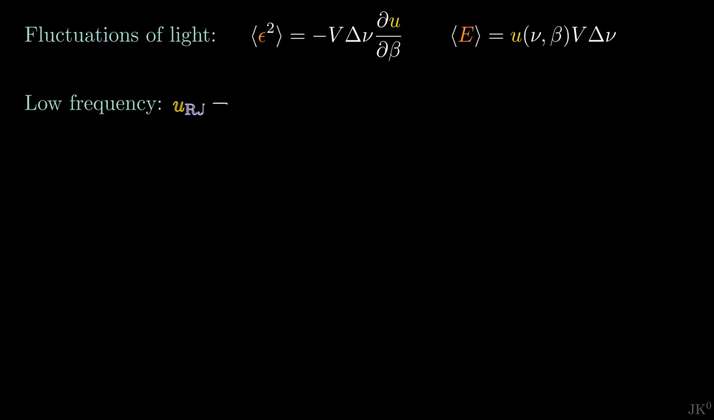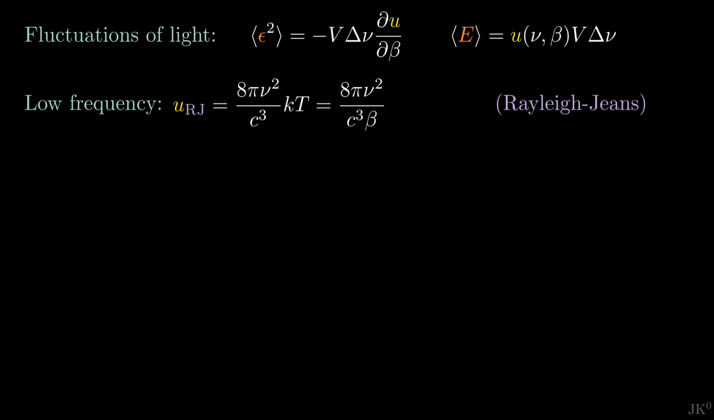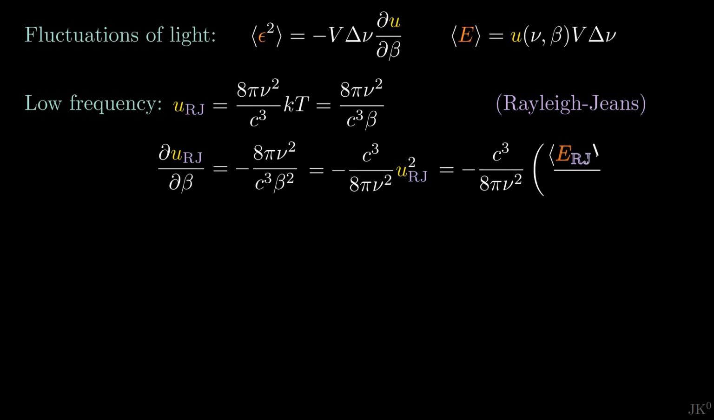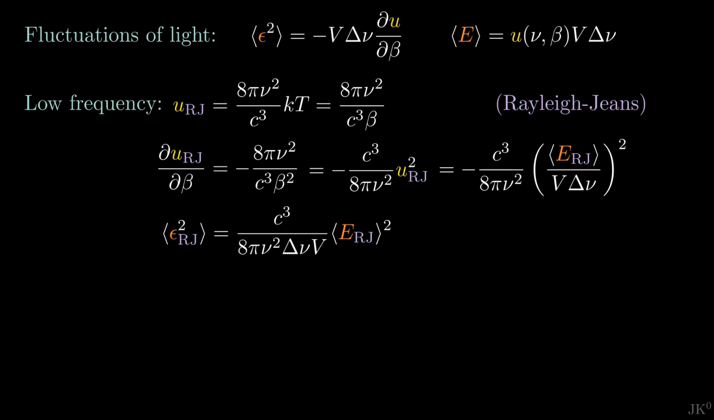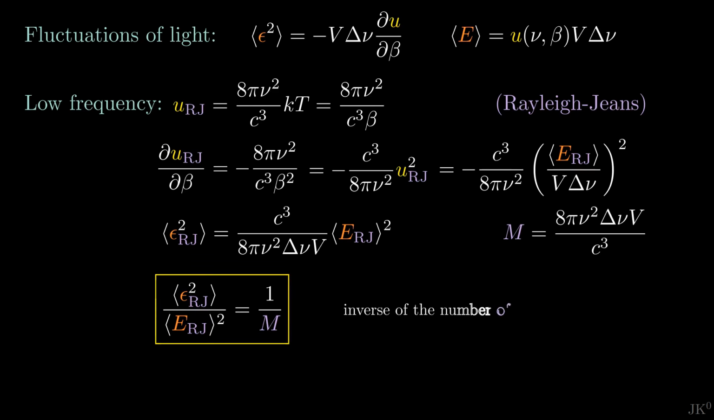At low frequencies, the energy density is given by the Rayleigh-Jeans formula. Let us calculate the derivative with respect to beta. This can be written again in terms of the energy density. Using the definition of energy density, we find this, so that we can finally write the fluctuations in this form. It can be shown that the overall factor corresponds to 1 divided by the number of wave modes, so that the relative fluctuation is given by the inverse of the number of wave modes.